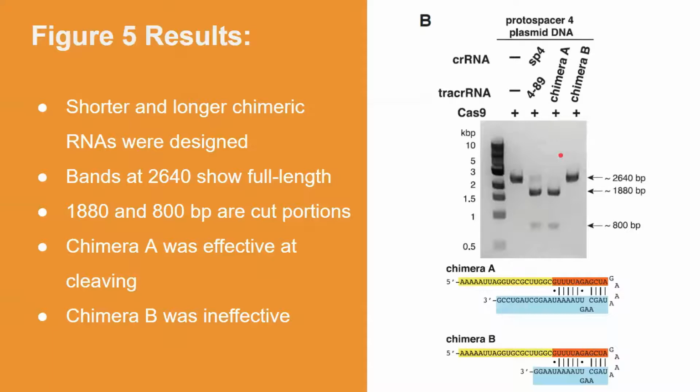On the other hand, Chimera B is more similar to lane 2 than it is to lane 3, and a band only appeared at 2,640 base pairs, which means that the plasmid was not cleaved. And therefore, Chimera A was effective at cleaving, and Chimera B was ineffective at cleaving.